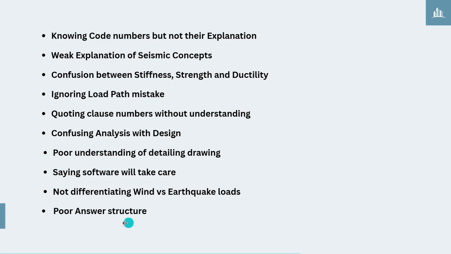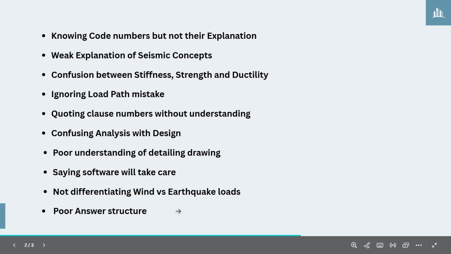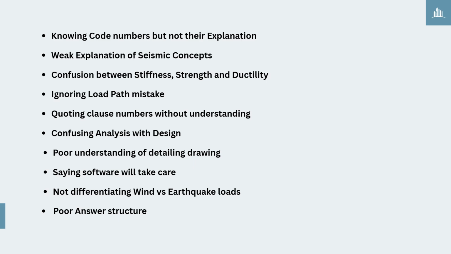Then next is not differentiating wind versus earthquake loads. There should be a clear difference between wind and earthquake behavior. For wind, we can say that it is reversible and of longer duration, and for earthquake, it is sudden and cyclic, and it is also inertia based. Many candidates treat wind load and earthquake load as the same type of lateral loads, which is technically incorrect, and this shows weak understanding of structural behavior.